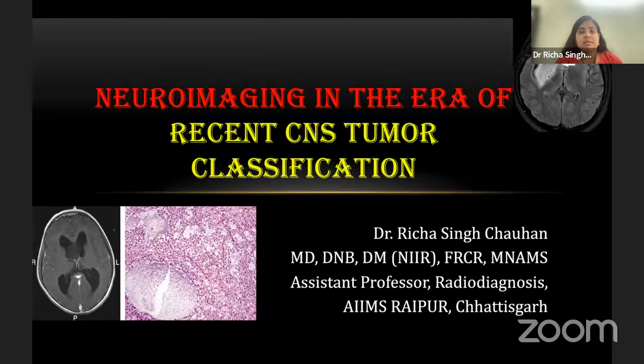Correspondingly, the imaging of these CNS tumors has also undergone many changes, and radiogenomics has come up over the last 5-6 years. A lot of work has been done in radiogenomics, which is basically a science where the imaging of the tumor is used to identify the genetic background or the molecular subtype of the tumor. So the role of radiology in the molecular diagnosis of the tumor has also come up with the upgrades in the WHO classification.